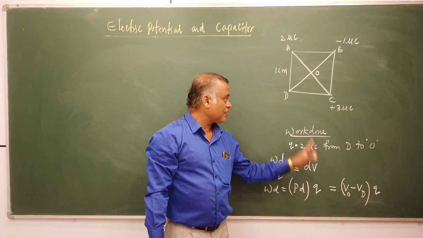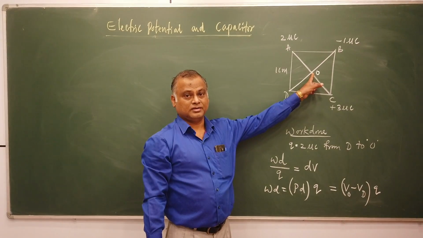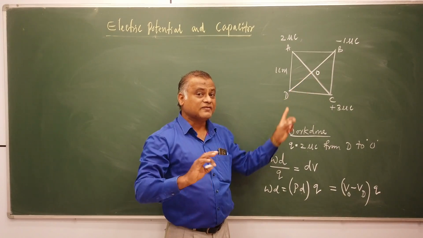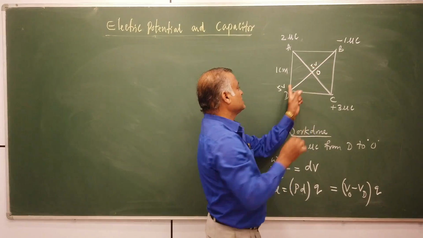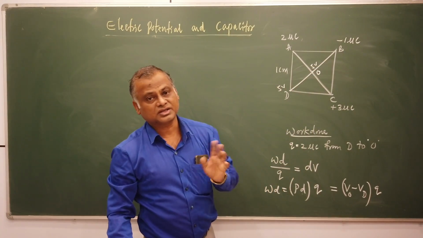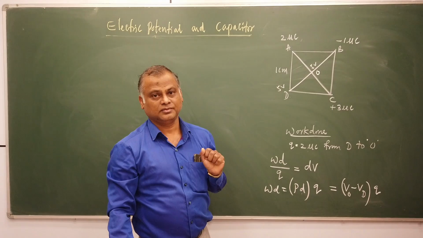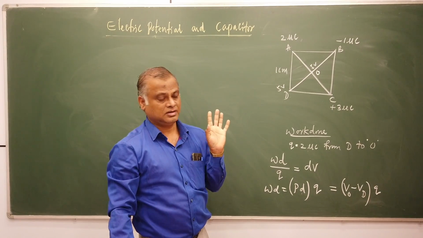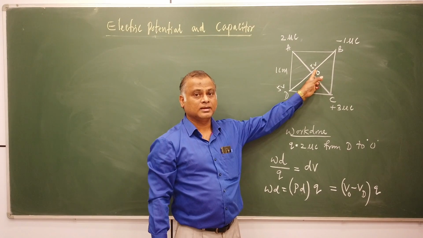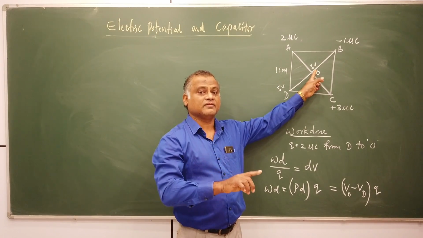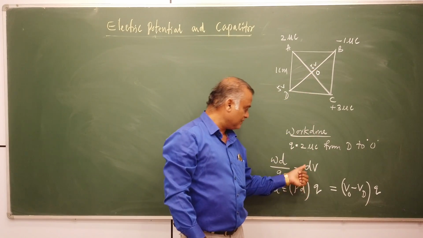Charge moves from one point to another point because of difference in potential. Suppose it is at 5 volt, and this is also 5 volt. What is the difference in potential? 0. Can you say charge moves? No. First point to remember: charge moves from one point to another because of the potential difference. Potential difference definition you have already taken.